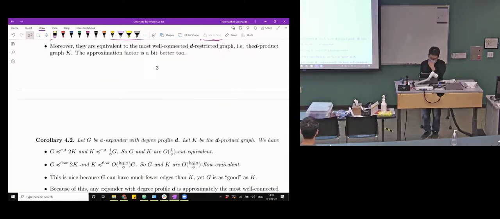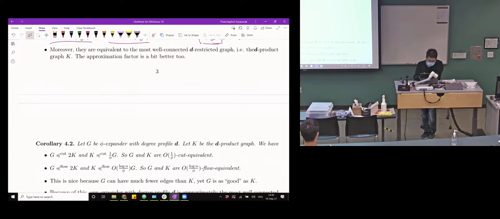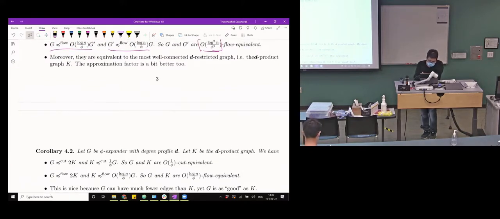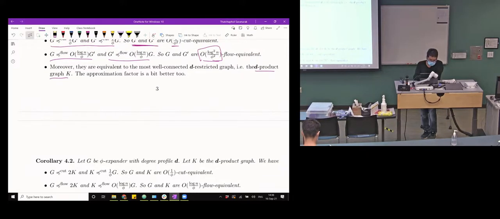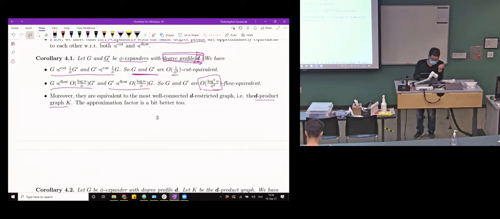Now, note that they would be equivalent to the D product graph too. Why? Because the D product graph is an expander, and it has degree profile D. So the product graph is in that equivalence class. But what do we know about the product graph? It's the most well-connected one.